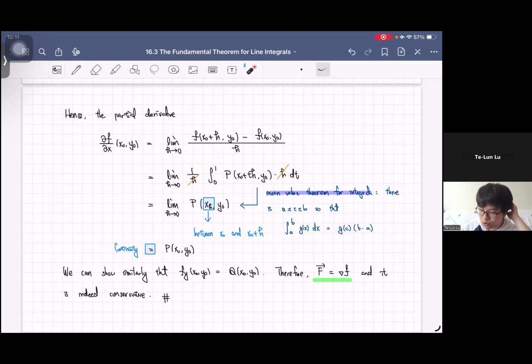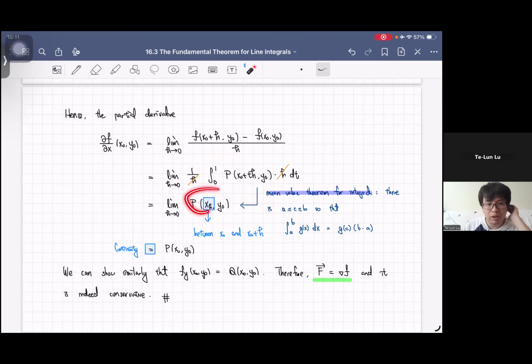And just to mention, in this case, g of c is called the average value of g on this domain ab. So you can find some point t, or actually just some point between x naught and x naught plus h, denoted by xh, so that this whole integral is equal to some function value. There's actually a 1 minus 0 here, but 1 minus 0 is just 1, so that does not really matter.